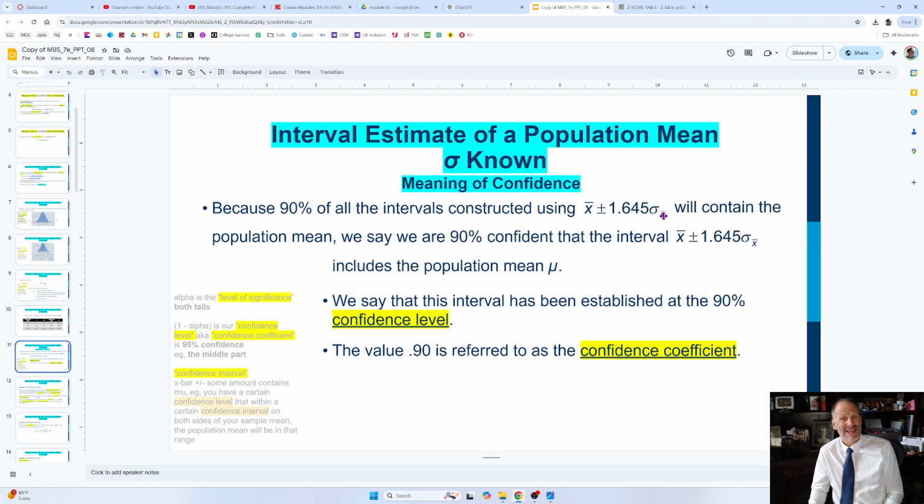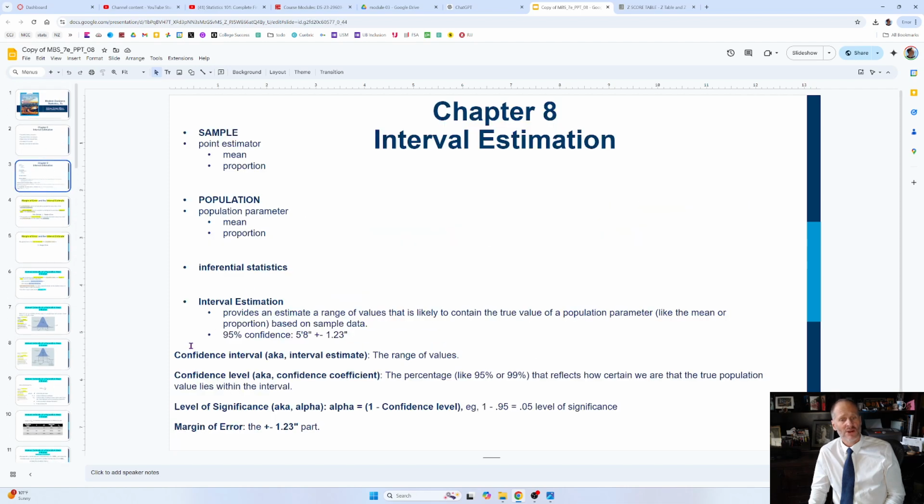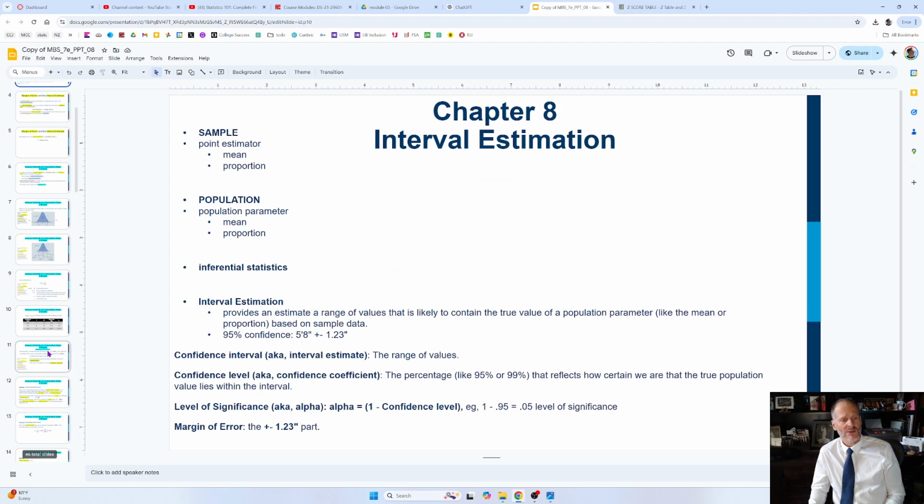Because 90% of all intervals are constructed using the mean plus or minus 1.645, we multiply it by the standard error, which is the standard deviation of our sample mean. And 1.645 is how many standard deviations. So we're saying we're going to have our sample mean plus or minus this many standard deviations, and here is the value of those standard deviations. So 1.645 of the standard error. And that tells us our confidence interval, also known as the interval estimate.